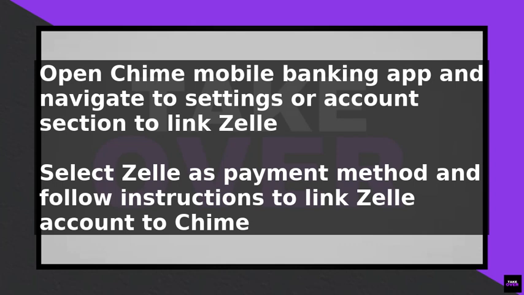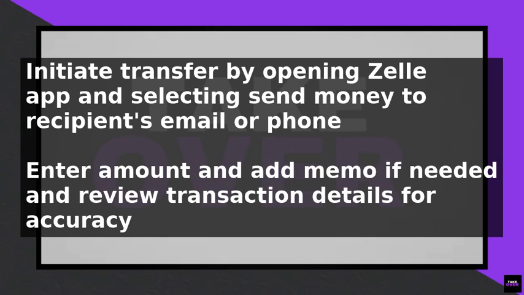Enter the amount you want to send and add a memo if needed. Review the transaction details, including the recipient's information and the amount, to ensure everything is correct. Finally, confirm the transaction by selecting Send. The money will be transferred directly into the recipient's Chime account, usually within minutes.